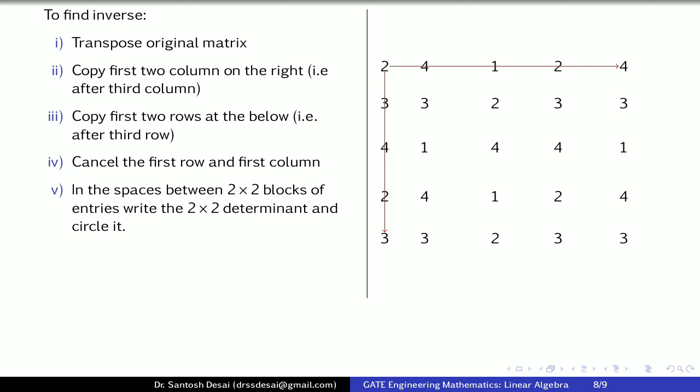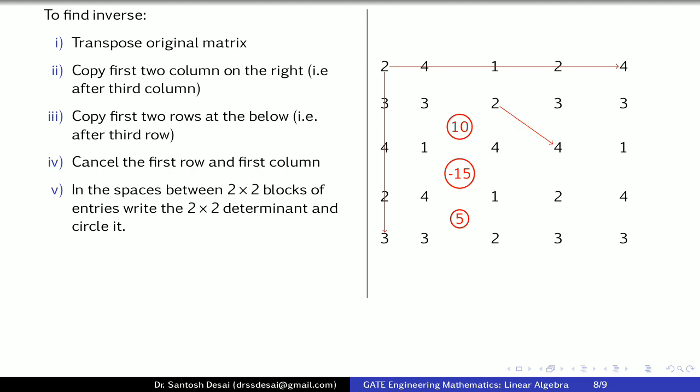So let us consider the first 2 by 2 block, which is 3, 2, 1, 4. You have to treat it as a determinant, simplify it, write the value at the center and circle it. For the 2 by 2 simplification, first take 3 into 4, that is 12, minus 1 into 2, so the answer is 10. Next, 1 into 1 is 1, 4 into 4 is 16, 1 minus 16 is minus 15. Similarly, 4 into 2 is 8, 8 minus 3 is equal to 5.